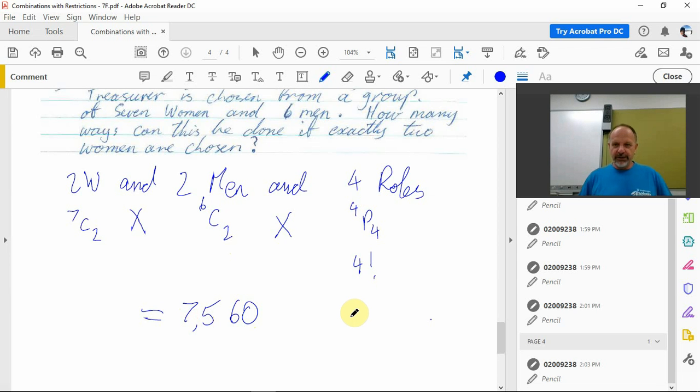All right, so the approach that you're going to take to these depends on the restrictions. So read carefully about the restrictions and what's going on. Look for key words, arrangements, selections, and or those sorts of things to help you along the way. Reading the question carefully and picking up those things is important. And as always, have fun.